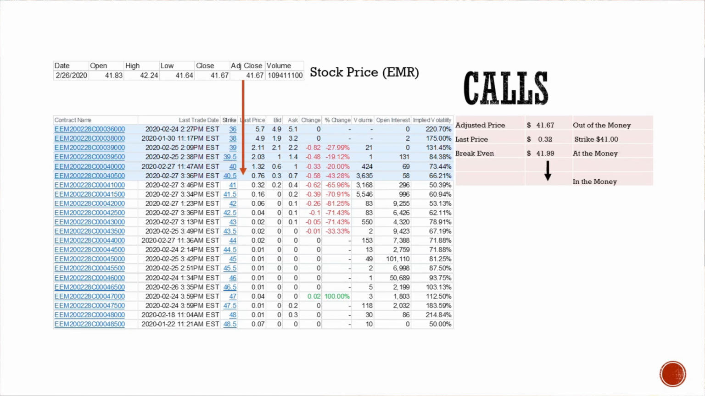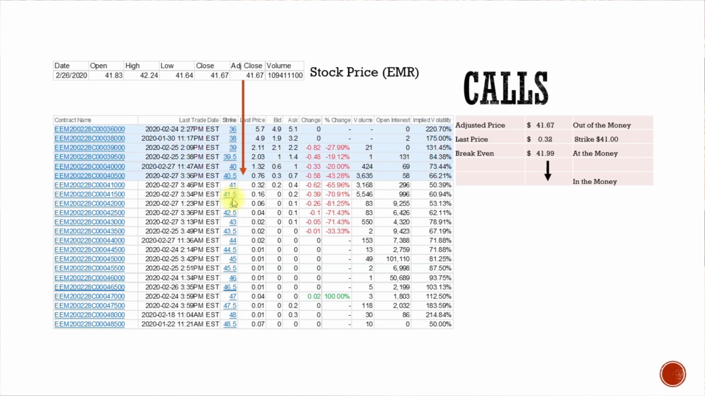Let's take a look at Emerson Electric. So here we have the stock price on February 26, 2020. The open was $41.83, and the high was 42, and the low was 41, and it closed at a certain price here. So let's take a look at call options. This is on the buying side of things. So here is a contract at $40.50, which is fairly close to the adjusted close. So this side right here is in the money already. That's why it's highlighted blue.